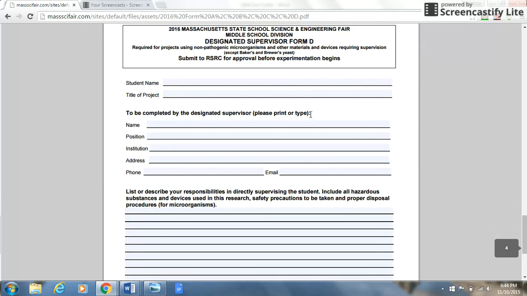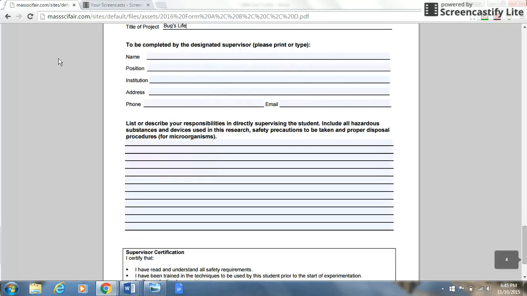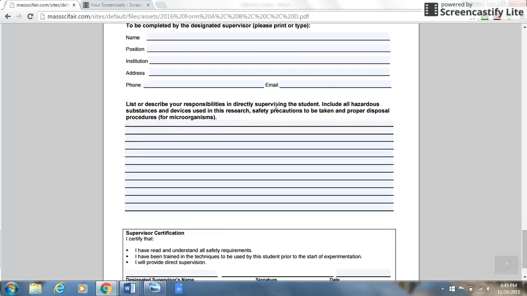And the last form we're going to look at is the Designated Supervisor Form D. This form is mainly for students who have an experiment that requires full-time supervision. It can be completed by a researcher or an individual not part of the school community. And that would be the place here for the name, the position, institution, address, phone, or email. If your student is doing work that requires full-time supervision, you can be the designated supervisor.